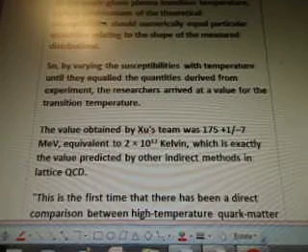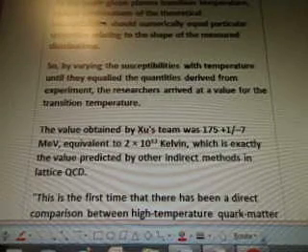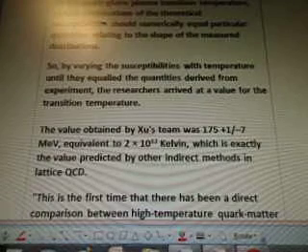The value obtained by Zhu's team was 175 +1/−7 MeV, equivalent to 2 times 10 to the power of 12 Kelvin, which is exactly the value predicted by other indirect methods in lattice QCD.